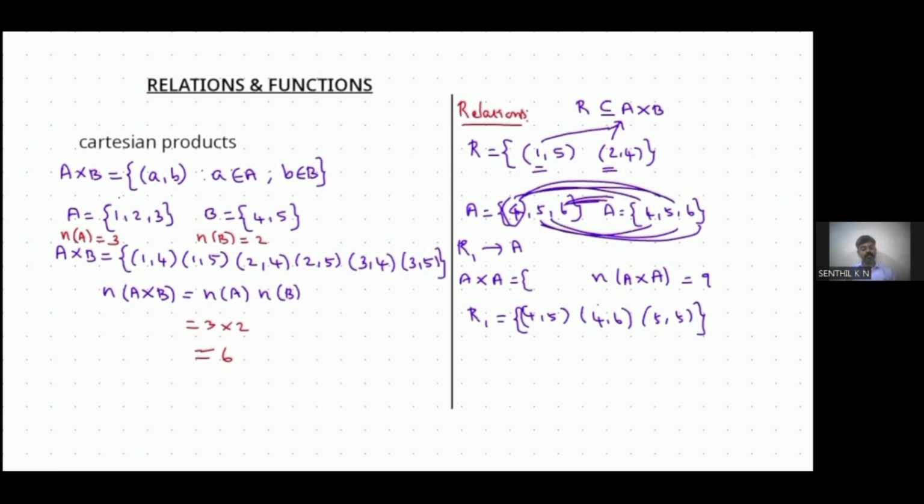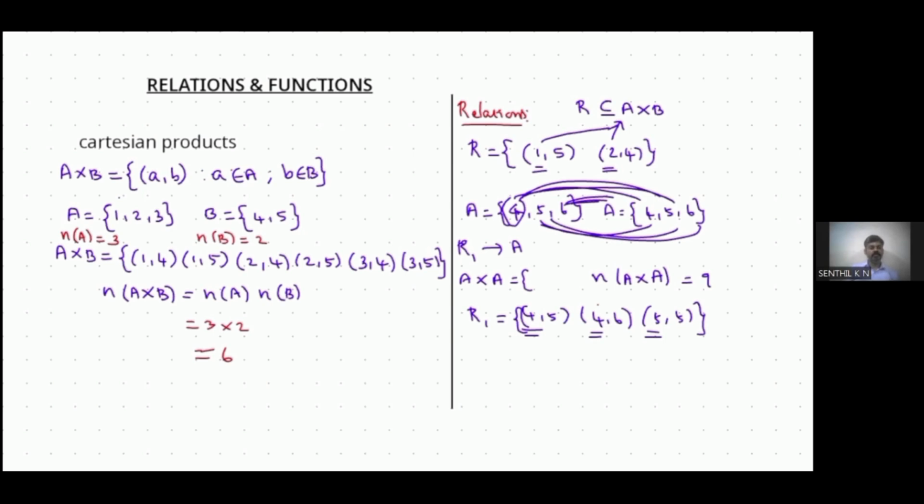Now we have to check whether R1 is a relation on the set A or not. How to check? We take the first element of each pair. Here we have 4, 4 and 5. Are 4 and 5 elements of A? Yes. Likewise, we check the second element of each pair, 5 and 6. They are also elements of A. Therefore, R1 is a relation. Now you are clear about the topic of relation.